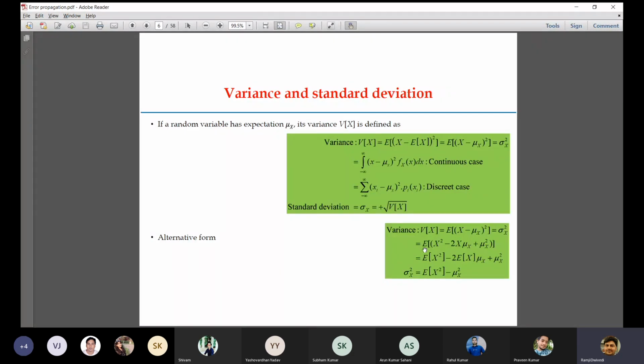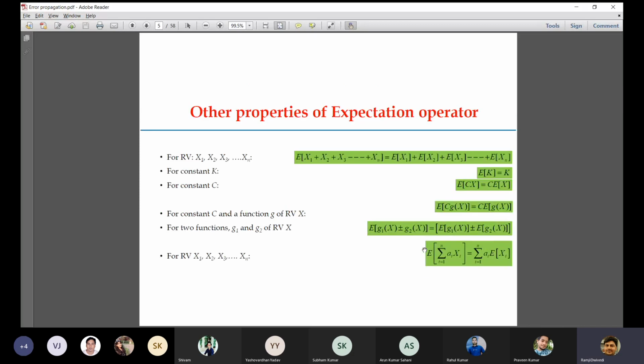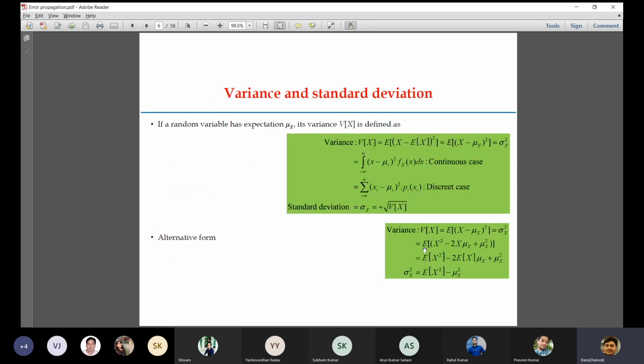Now it is a function. As I've told you in the previous g(x) case, I've just changed the slide to go back to the fourth set of rules, which is: for a constant c and a function g of random variable x, expectation of c g(x) would become c times expectation of g(x). Similarly here in this case, we have the integral from minus infinity to infinity of (x minus mu x) square f(x) dx.